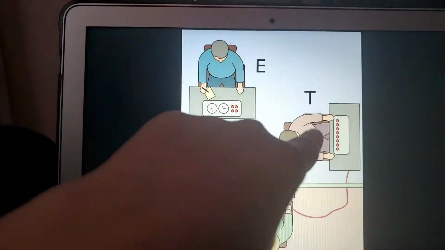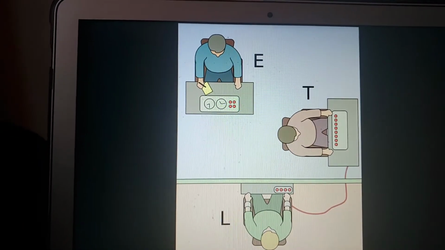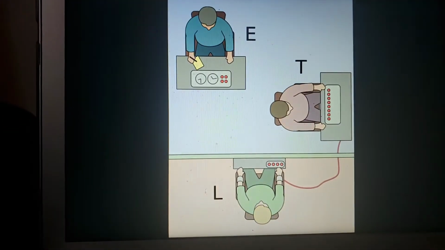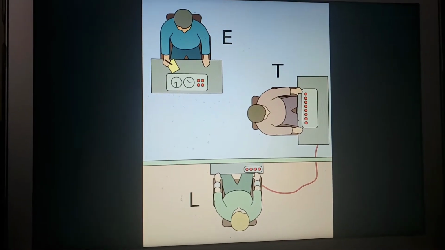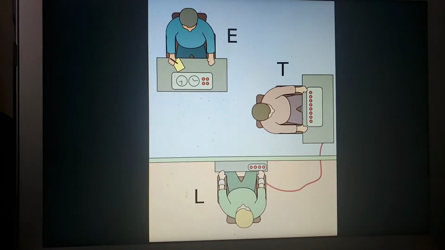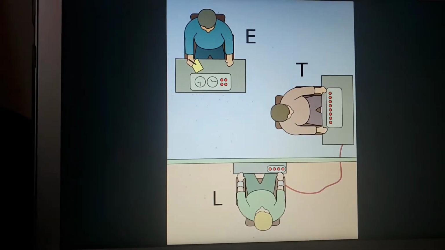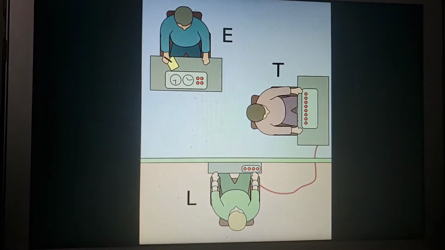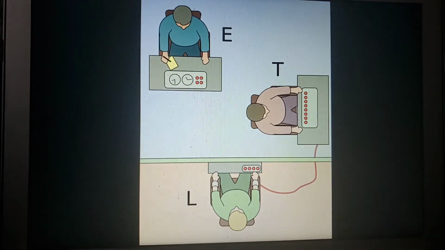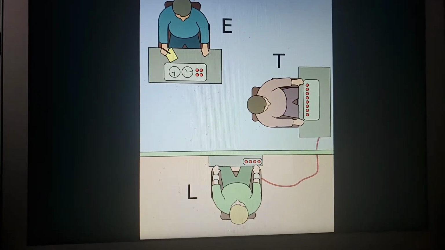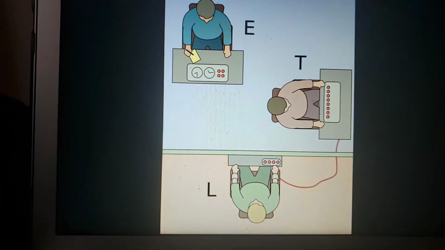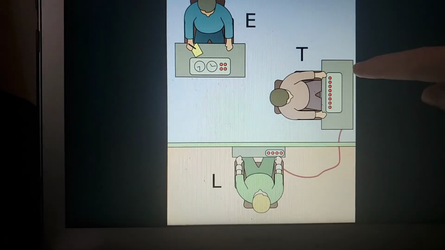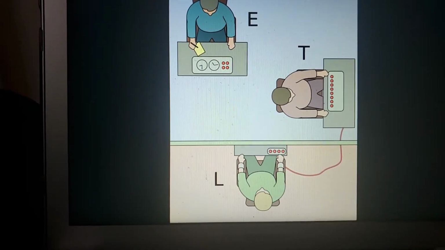Anytime letter T says, I'm not so sure about this, I don't think I should keep going, letter E is going to say something along the lines of, the study needs you to continue. You must proceed. You have to keep going. And just by letter E being there and telling him to continue, 65% of people in T's position, 65%, will give a deadly shock to L.